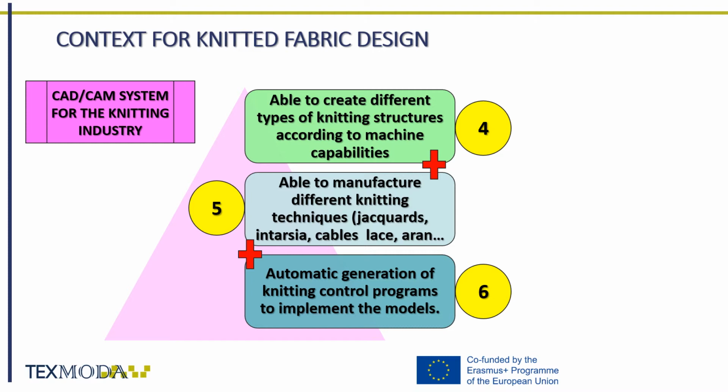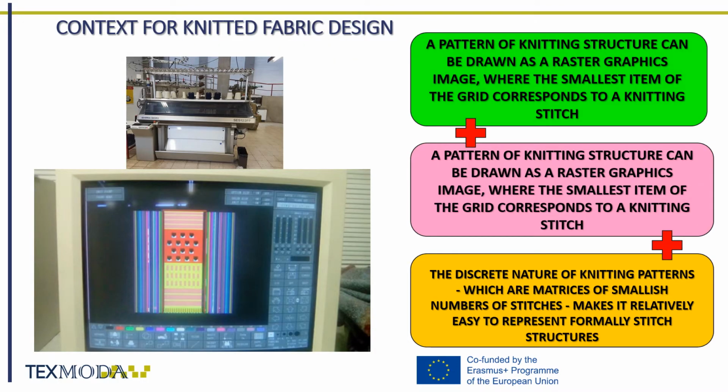Number 6. Automatic generation of knitting control programs to implement the models. Generally speaking, a pattern of knitting structure can be drawn as a raster graphic image, where the smallest item of the grid corresponds to a knitting stitch.